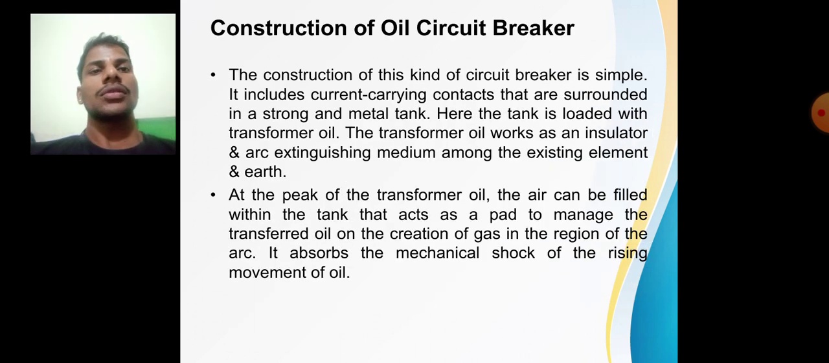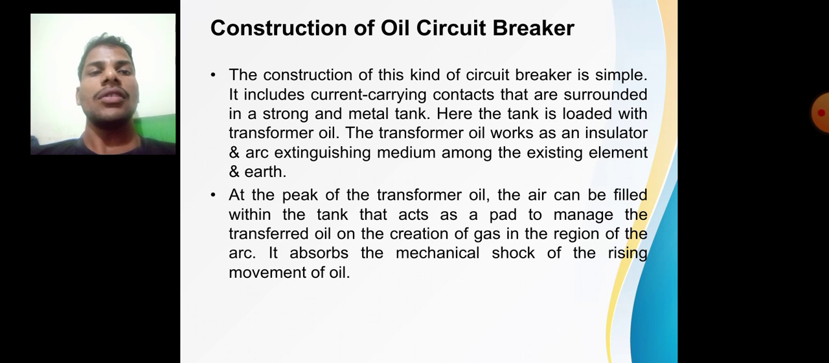Coming to the construction of the oil circuit breaker, the construction of this kind of circuit breaker is simple. It includes the current carrying contacts that are surrounded in a strong metal tank, and the tank is filled with transformer oil. The transformer oil works as an insulator and arc extinguishing medium among the existing elements.